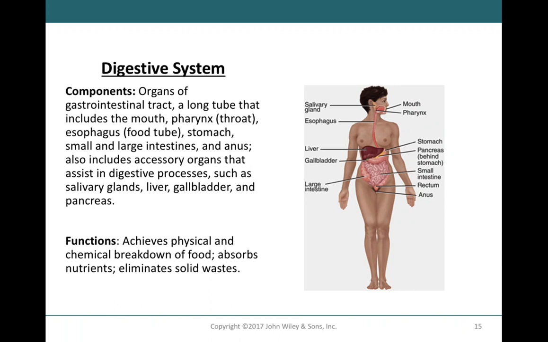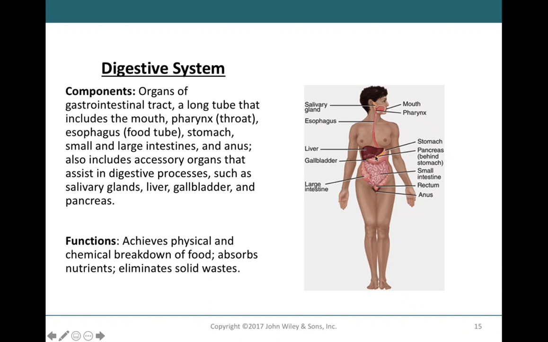So again, it's just this long tube that is found through the body that allows us to digest food and excrete wastes. We also have certain accessory organs that help with the process of digestion, such as the liver and the gallbladder, as well as the pancreas. These are all different organs that secrete different types of digestive enzymes that help us to digest food.